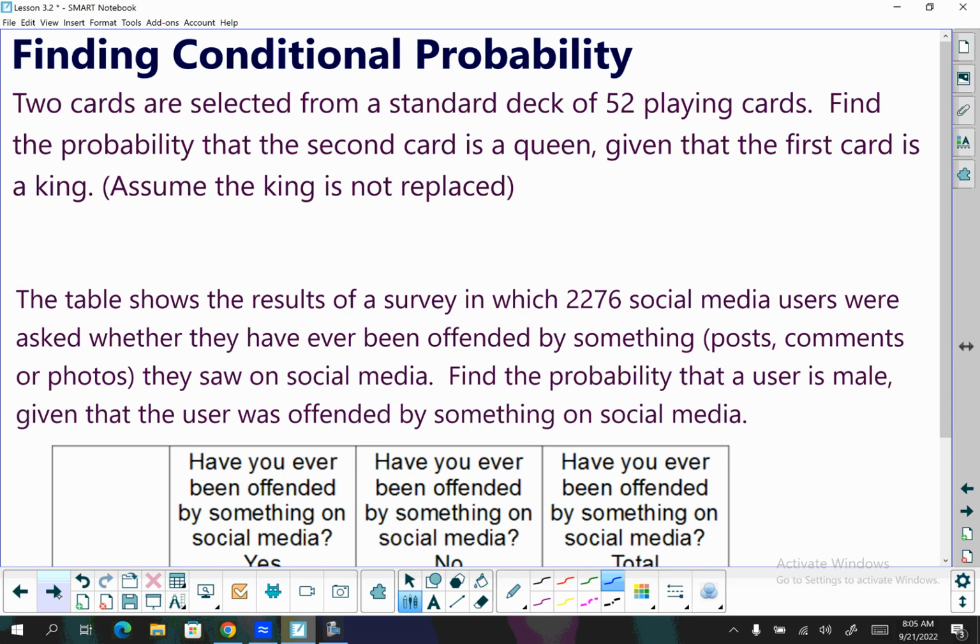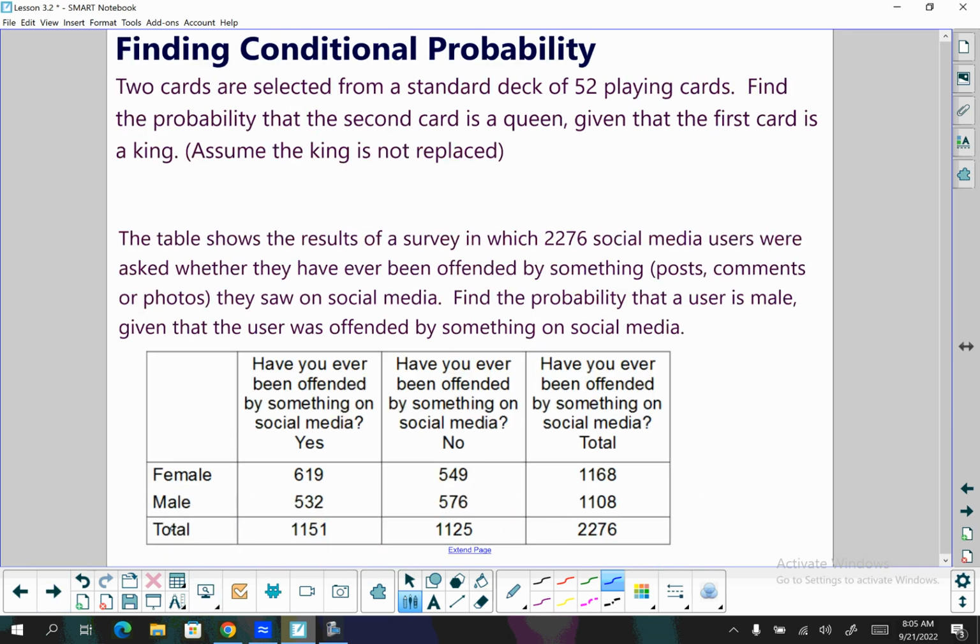So on the back of your paper, I believe, you have these problems. It says 2 cards are selected from a standard deck of 52 playing cards. Find the probability that the second card is a queen, given that the first card is a king, and the king is not replaced. Okay, this is not a multiplication problem. We know the first thing already happened. If I wanted to multiply by something, the first thing would be a 1, because it for sure happened.